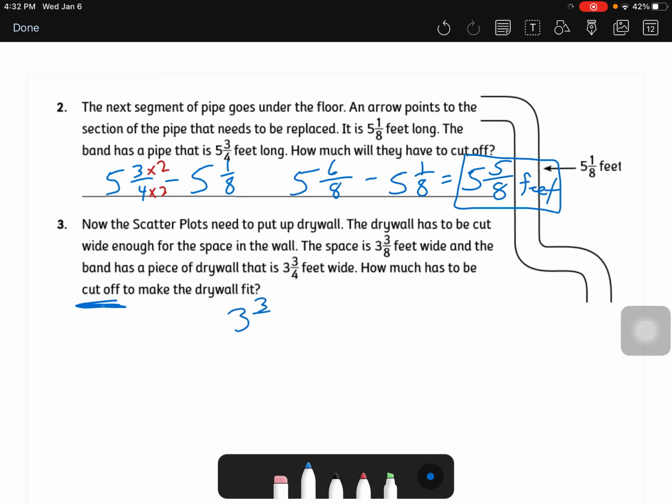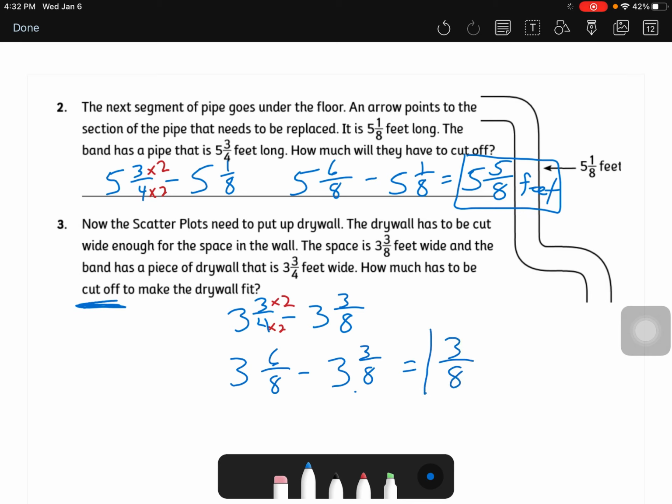So 3 3/4 minus 3 3/8. Okay. So again, we need to make a common denominator. If I multiply by 2, this becomes 3 6/8 minus 3 3/8. And that's going to give me 3 minus 3 is 0, so the whole number cancels. 6/8 minus 3/8, that would be 3/8, because 6 minus 3 is 3. So 3/8 feet has to be cut off.